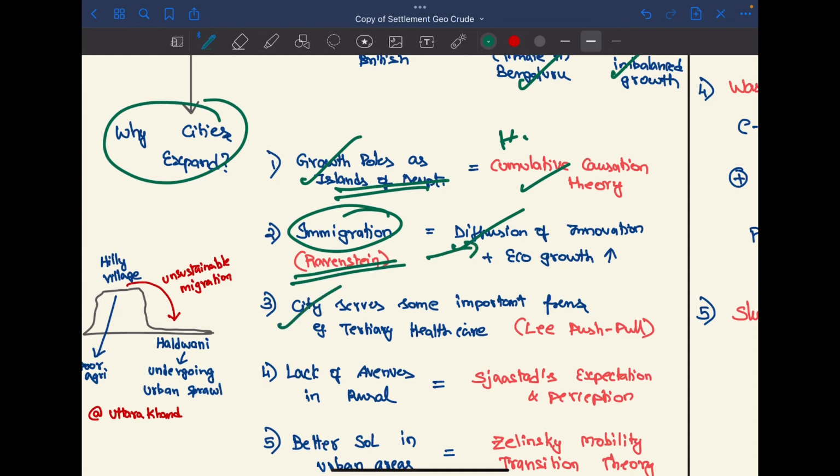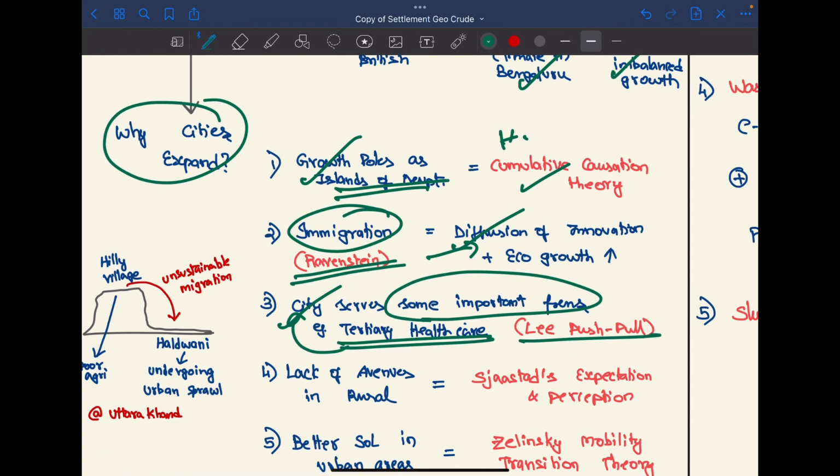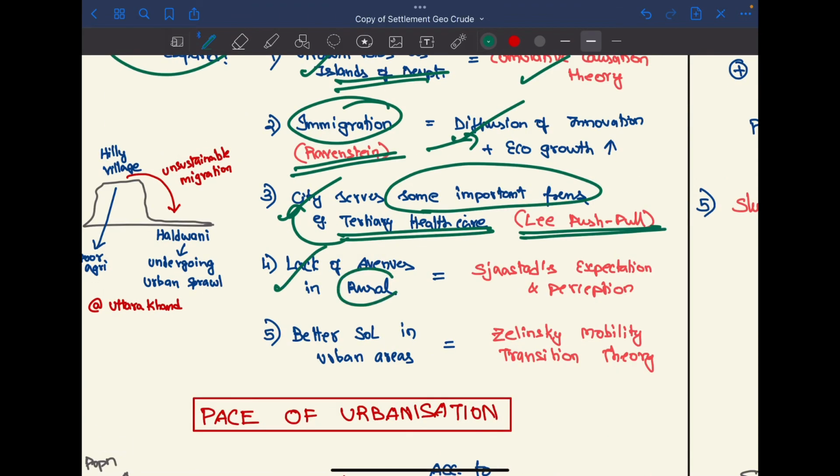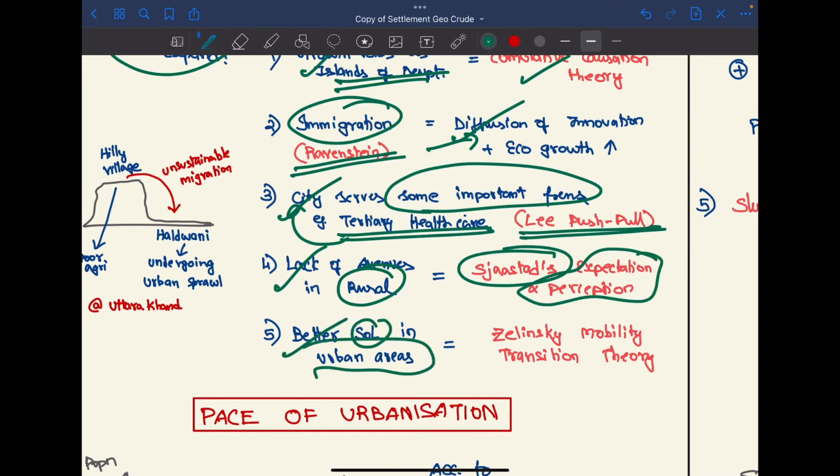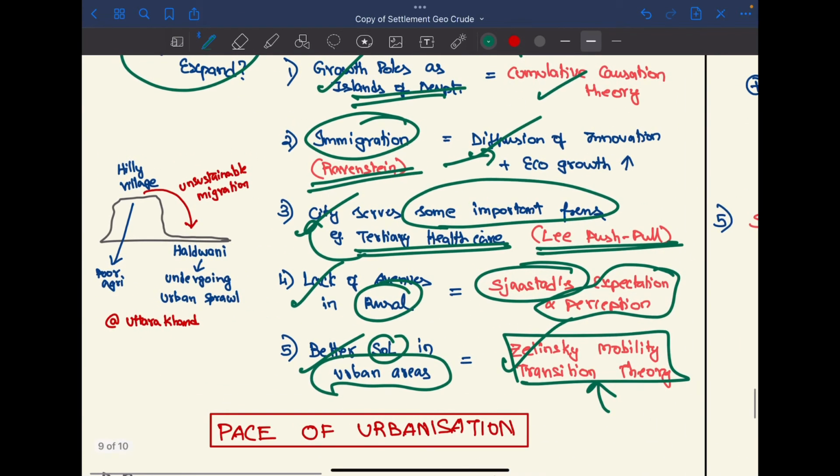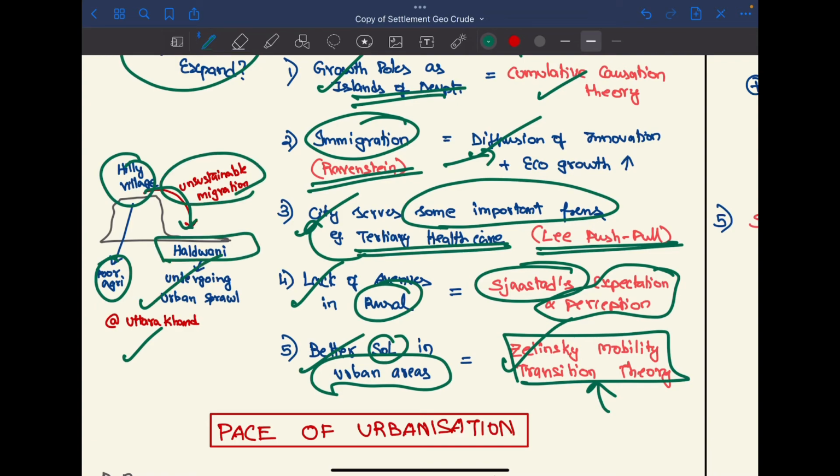City serves some important functions. For example, tertiary healthcare can only be found in cities, so the push-pull law can be applied here. Lack of avenues in rural areas can be explained using expectation and perception of the destination areas. Better standard of living in urban areas can be explained using Zelinsky's mobility transition theory and stages of development. All this can be seen in the example of Uttarakhand, where hilly villages with poor agricultural avenues are undergoing unsustainable migration to Haldwani. This will lead to urban sprawl.